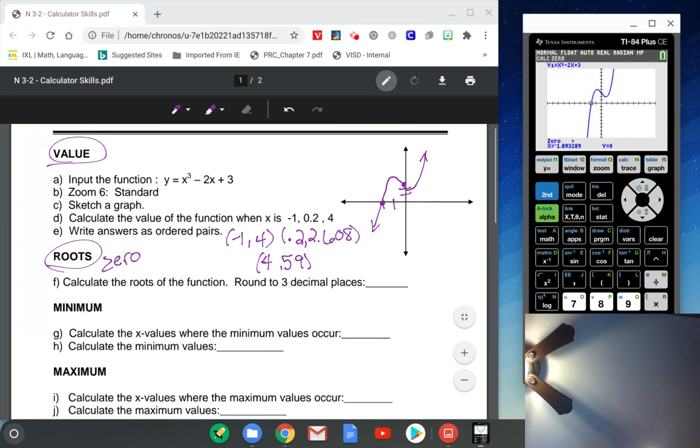And now it tells us our zero. So here's the zero, or the root, or the x-intercept. So our root is at -1.893.